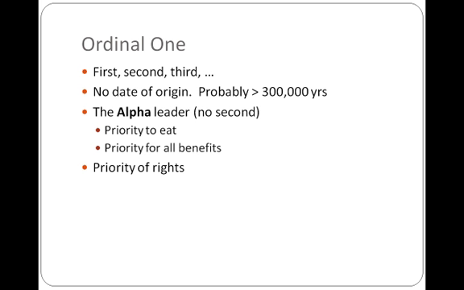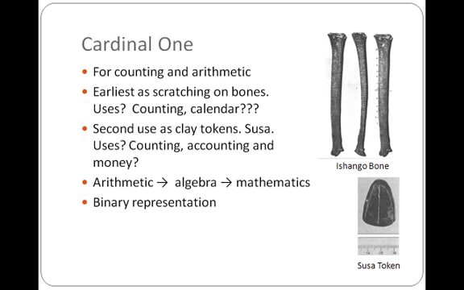The alpha leader has priority to eat. He is first to eat, or she is first to eat, and the priority for all benefits. There's also the priority of rights. That is an ordinal use of the number 1.